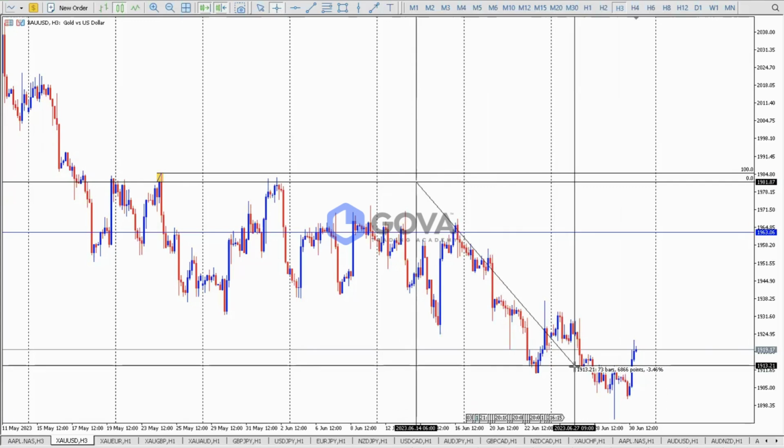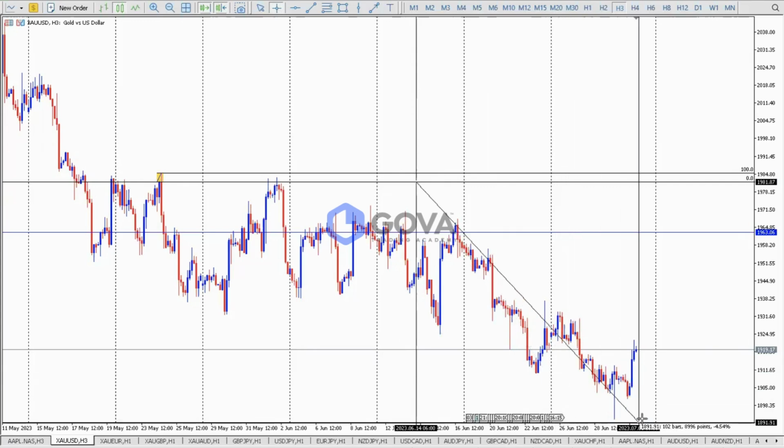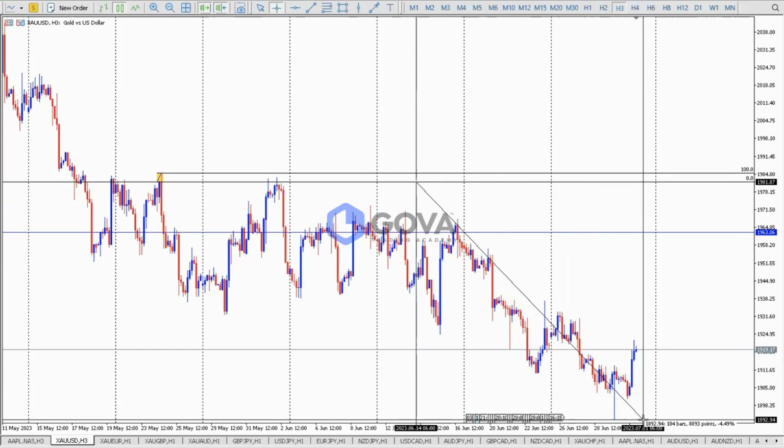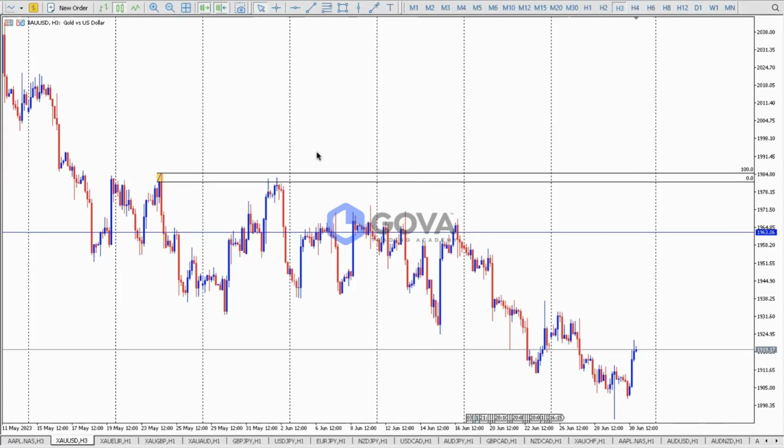So dragging it all the way down to where the market dropped to, which is here, you can see this is 8,893 points. So the last number here is 3. So this is going to be 889 pips. Okay, so I believe you guys understand what I'm trying to do.